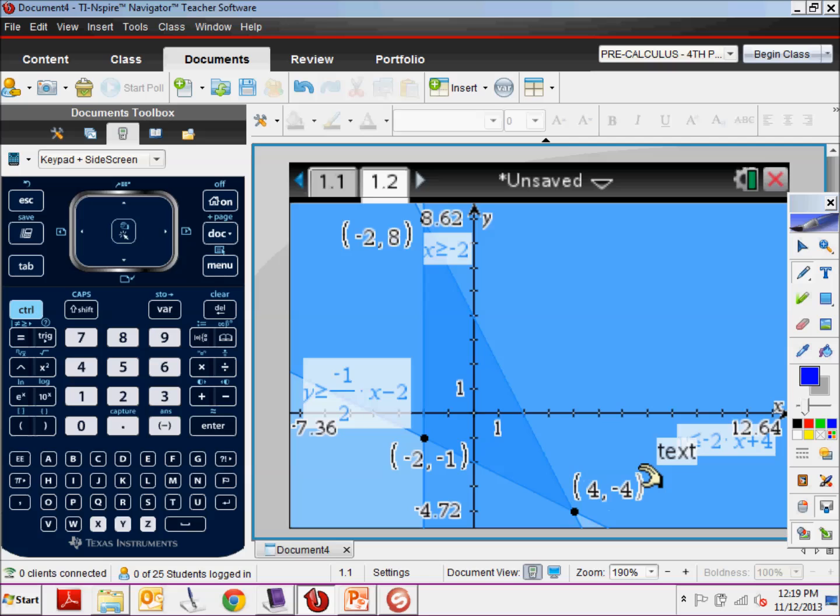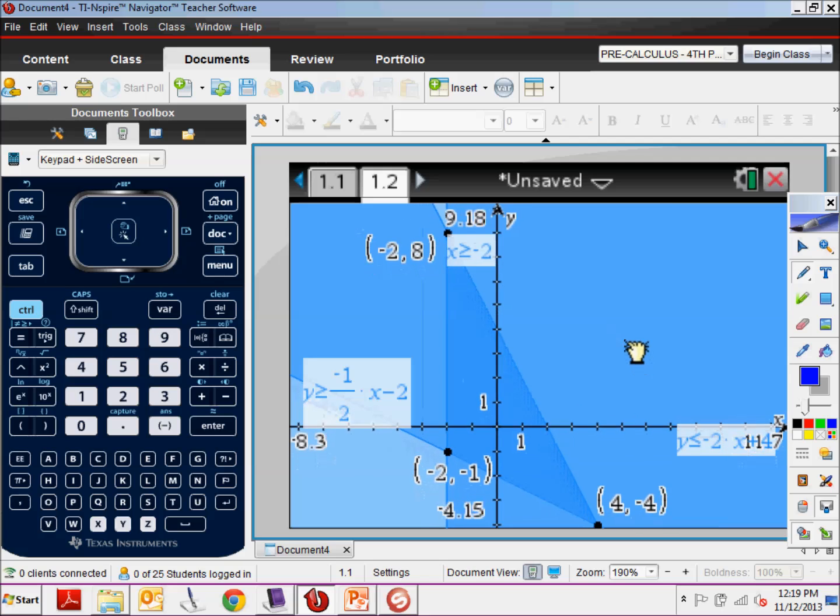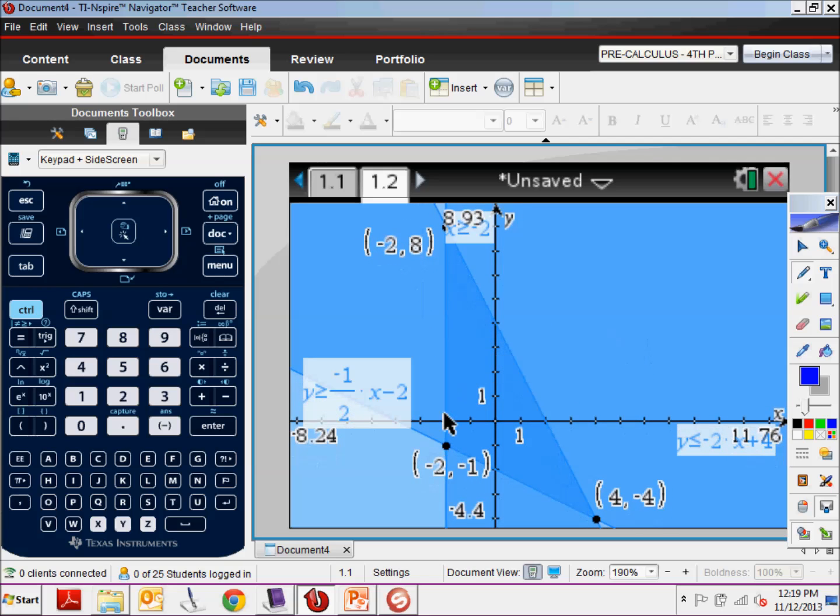So the little triangle ain't my triangle. Excuse me? The little bitty triangle. No, my triangle is where all three of these vertices are. This darker inside, this is my triangle.